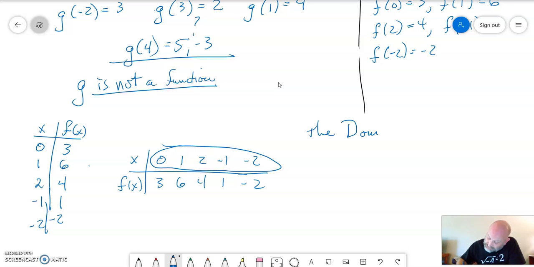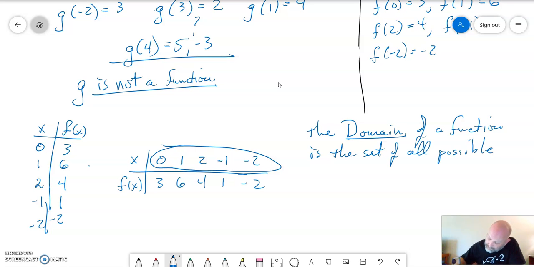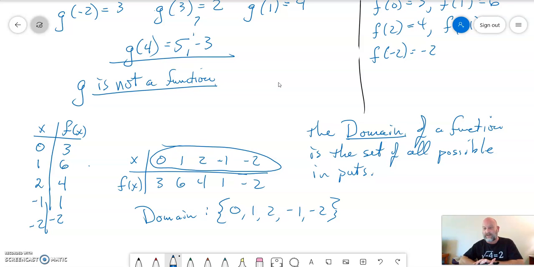The domain of a function is the set of all possible inputs. So in this particular example, the domain would be the set 0, 1, 2, -1, -2, right? Those are all the possible inputs.